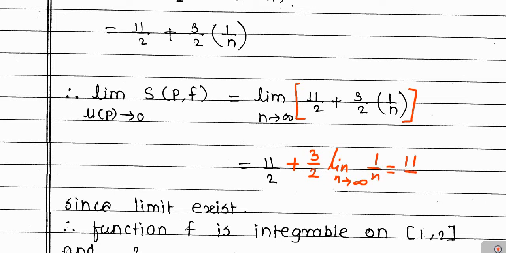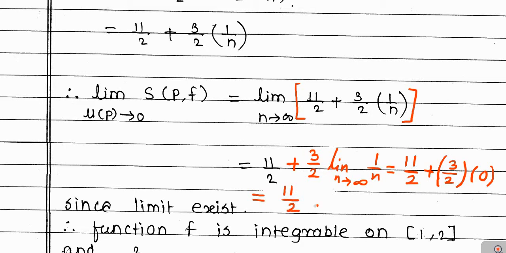which is equal to 11 by 2 as it is, then plus 3 by 2 into the limit of 1 by n as n tends to infinity, which is obviously 0. So into 0. Okay, and 0 into 3 by 2 is obviously 0. So we have obtained that this is simply equal to 11 by 2.